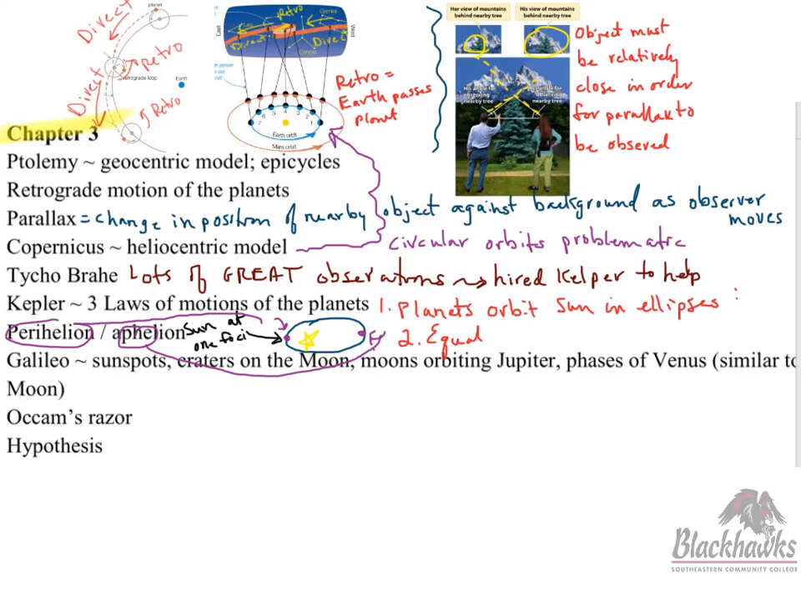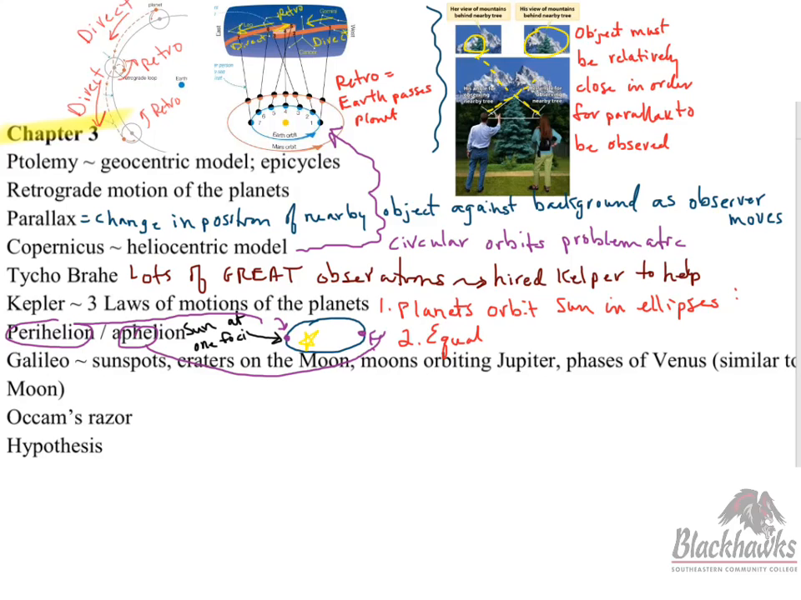And the sun is a little bit off center, at one sweet point of an ellipse called a focus. Okay, his second. Oh, by the way, in purple there you see the two important terms, perihelion and aphelion, that kind of remind me of perigee and apogee with regard to the Moon-Earth system.